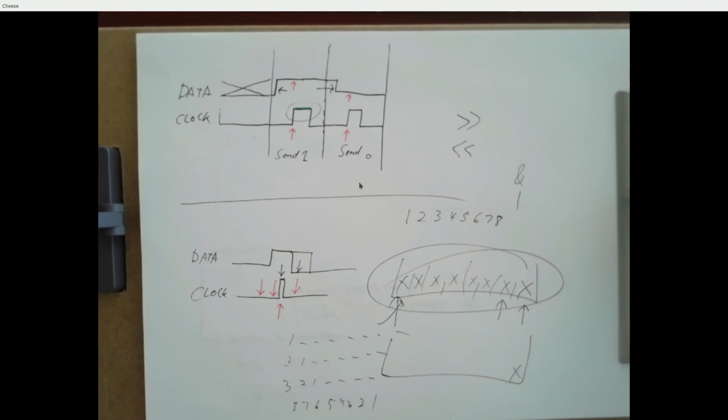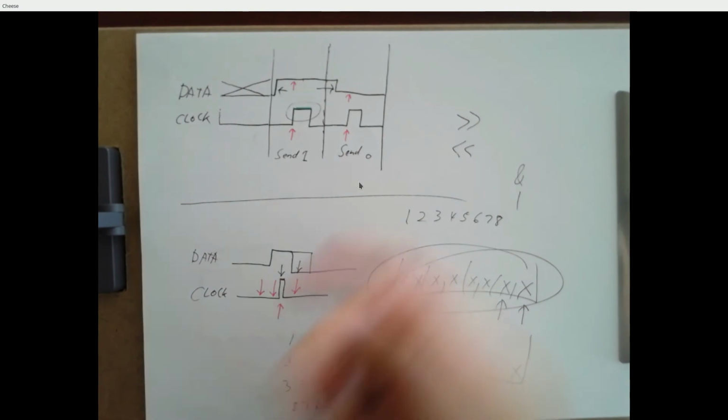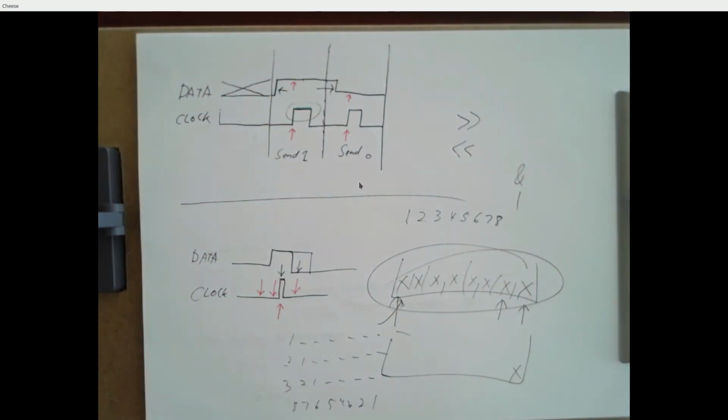But this is about the most simple version of a protocol that we could imagine. It's actually pretty close to something called SPI, Serial Peripheral Interface, and it just adds another data line to receive.